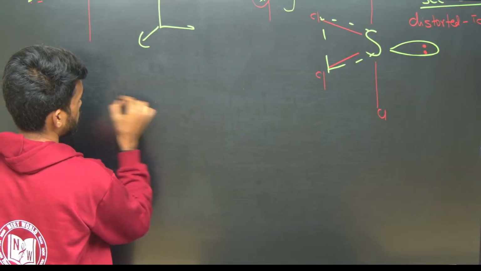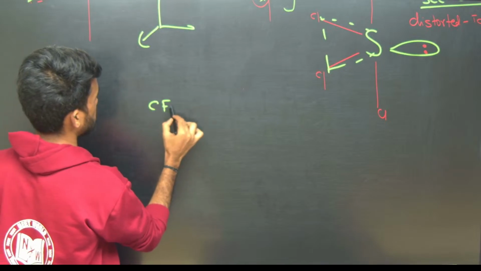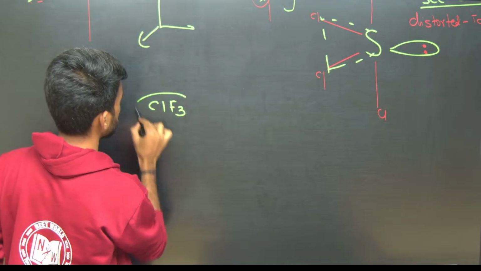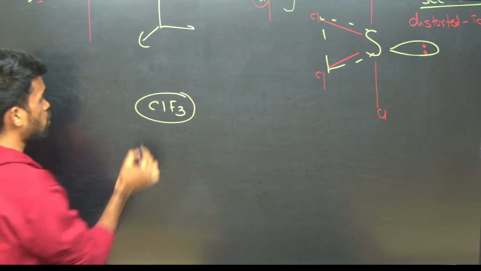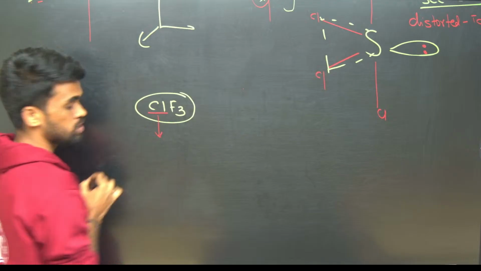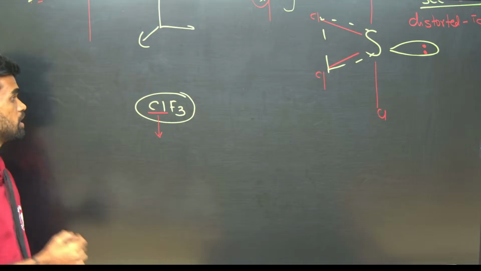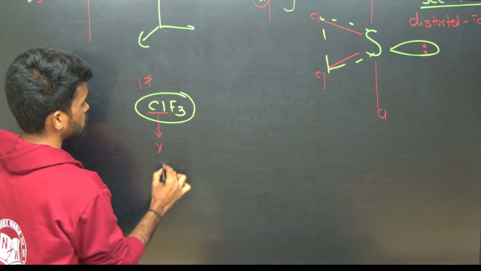Take ClF3, I am taking. So ClF3, tell me for this case, what is the central atom here? Chlorine. So how many valence electrons does the halogen chlorine have? 17th group, so 7 valence electrons. Okay, so put 7 dots here.